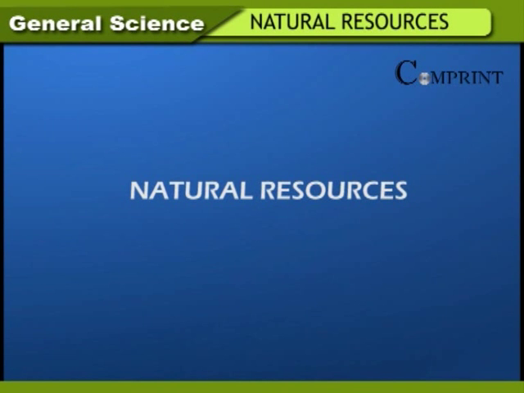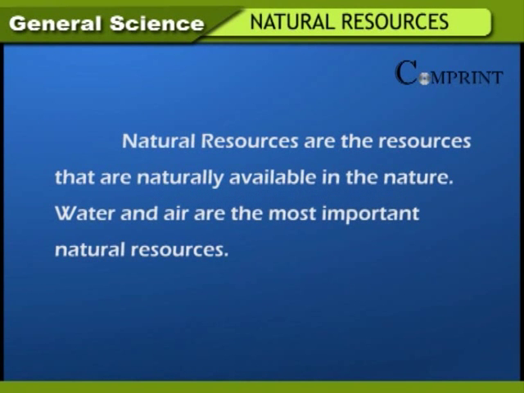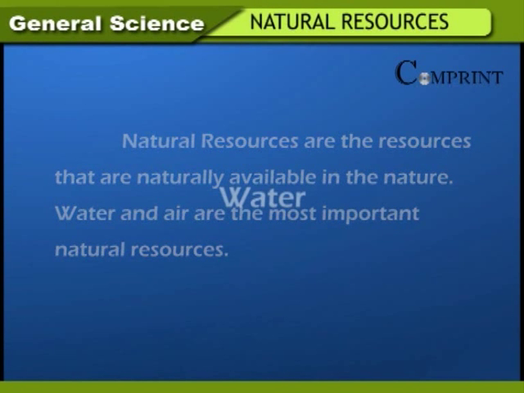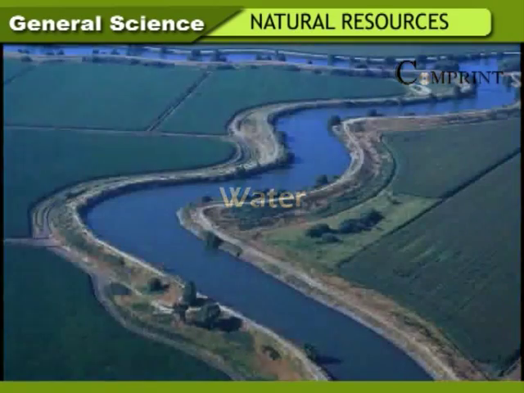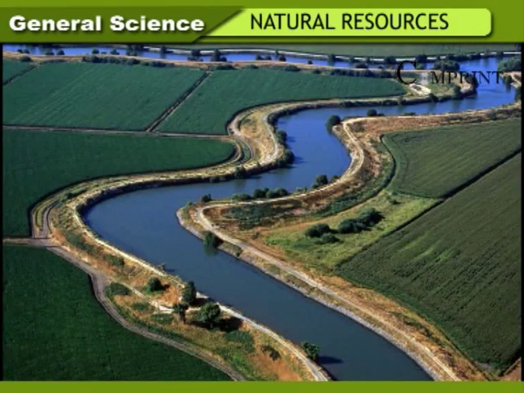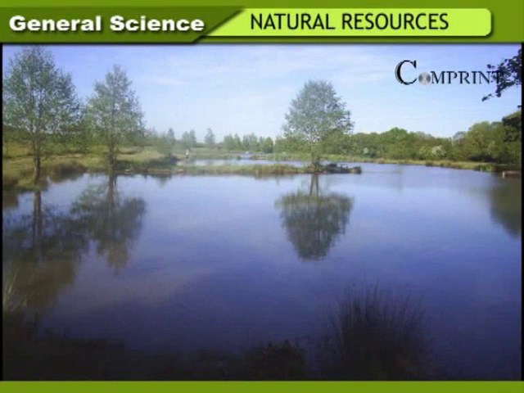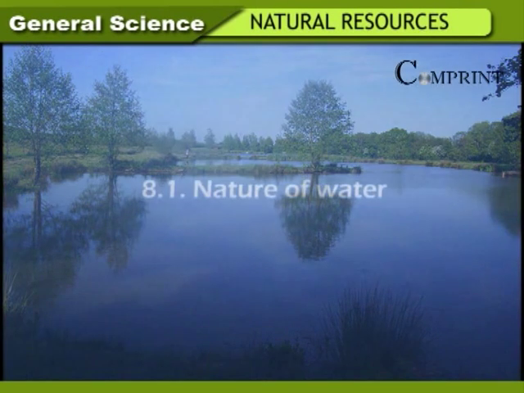Natural resources. Natural resources are the resources that are naturally available in nature. Water and air are the most important natural resources. Water. Water constitutes 70% of our Earth's surface. It is in the form of sea, river, lake, pond, and also as moisture in the atmosphere.